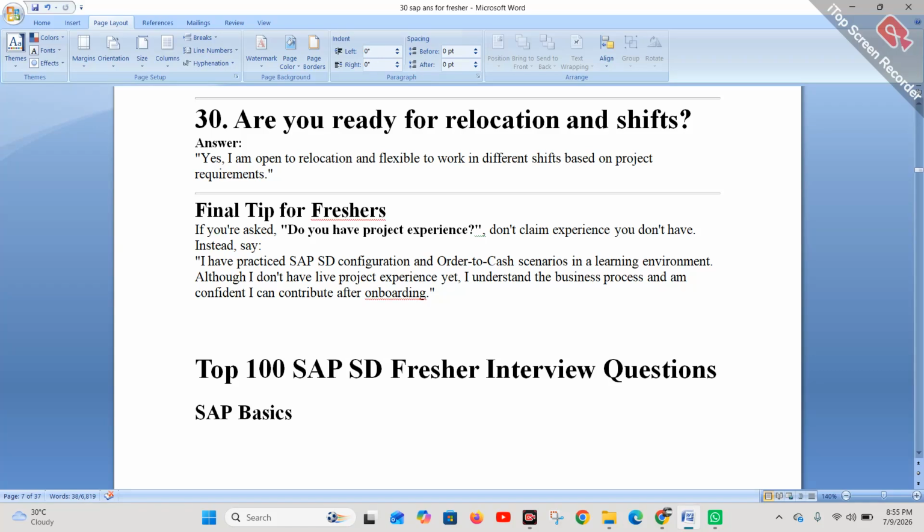And the final tip for the fresher peoples, do you have the project experience? So directly don't say don't have any experience about the project. You can say that I have practice on SAP SD configuration and OTC scenarios in the learning environment. Although I don't have the live project experience, yet I understand the business processes and am confident I can contribute after onboarding.